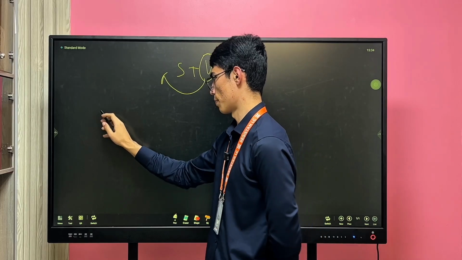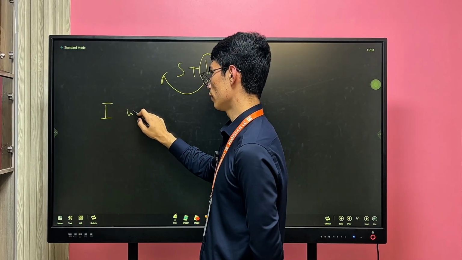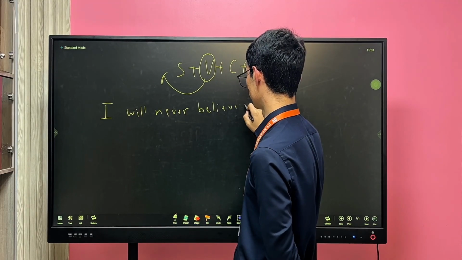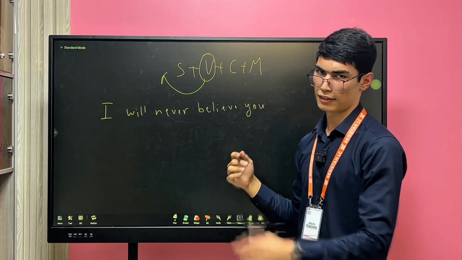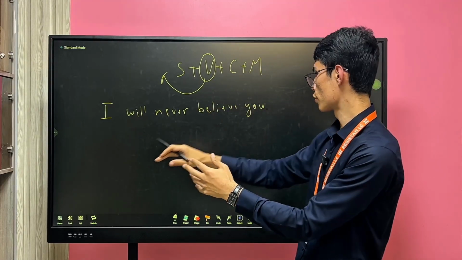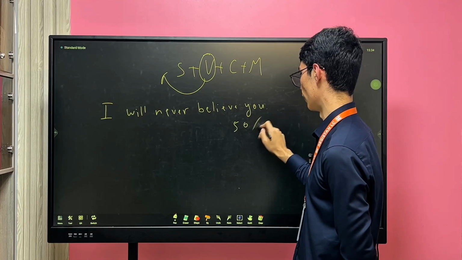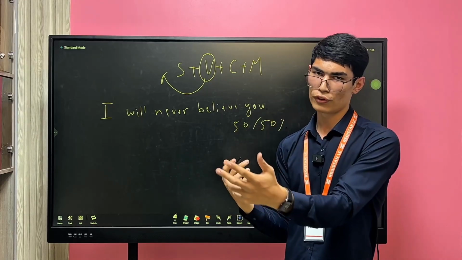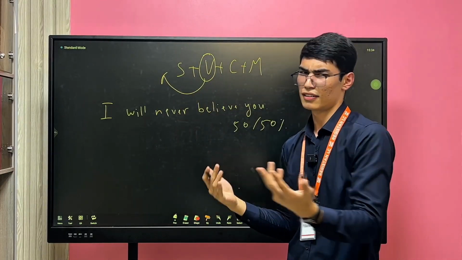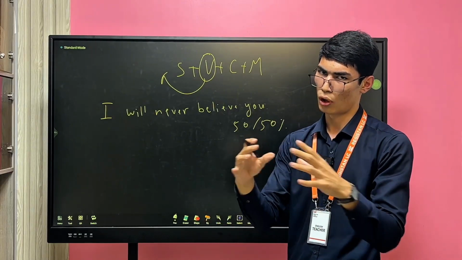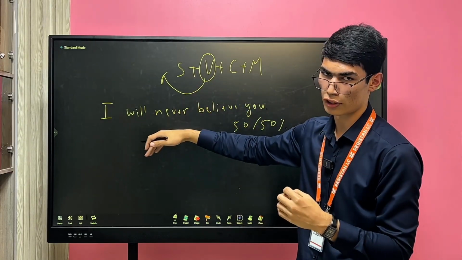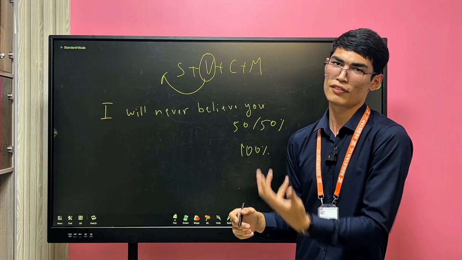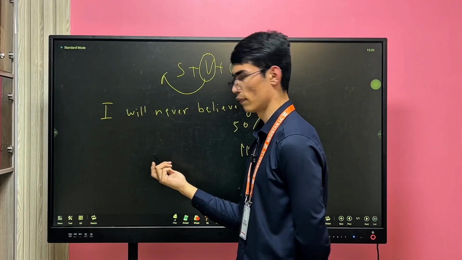For example, let me tell you something here. I can write here, I will never believe you. So here you can understand that I don't believe you, right? So what's the possibility? Here it's 50-50. If I say, I will never believe you, you can still expect that maybe someday I believe you. You have some hope. But if we use inversion here, we're going to make it 100% negative, because we are emphasizing the negativity in our sentence. So how will we do it?